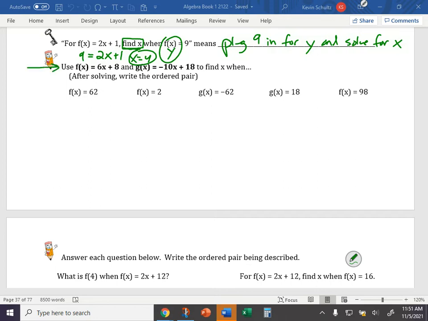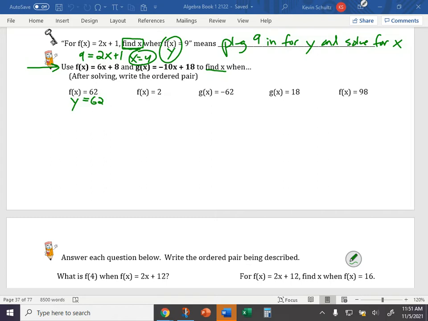Okay. The happy pencil says use f of x equals 6x plus 8 and g of x equals negative 10x plus 18 to find x when f of x equals 62. Because we know that f of x is another way to write y, this is telling us to find x when y equals 62.